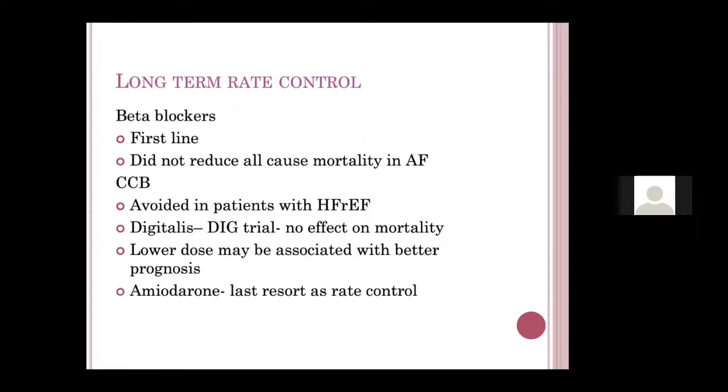So long-term rate control is first by beta blocker. It is always the first line, though it doesn't reduce all-cause mortality. And calcium channel blocker. We know that in patients with LV dysfunction, less than 40% EF, we should not use calcium channel blocker, where we can use digitalis. See, digitalis is a drug which has no effect on mortality, and many trials have even shown that it is worse. It can cause mortality in a subgroup of patients. However, it is still a good drug if you have atrial fibrillation with LV dysfunction. And amiodarone is the last resort for rate control.